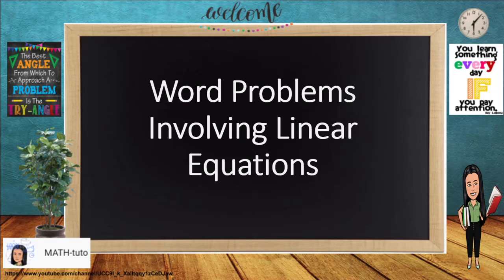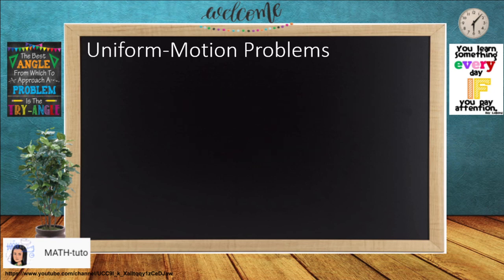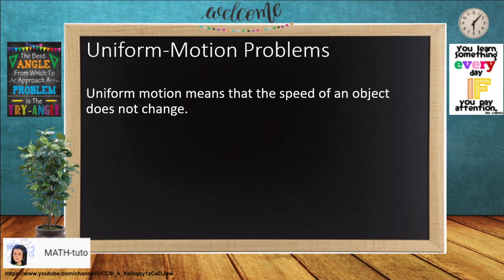Hello everyone! Today we are going to solve word problems involving linear equations, particularly uniform motion problems. When we say uniform motion problems, it means that the speed of an object does not change. So, for example, we have a train with a constant speed of 24 miles per hour. Ibig sabihin, the train is moving in uniform motion, kasi all throughout the traveled time of the train, yun lang yung speed niya.